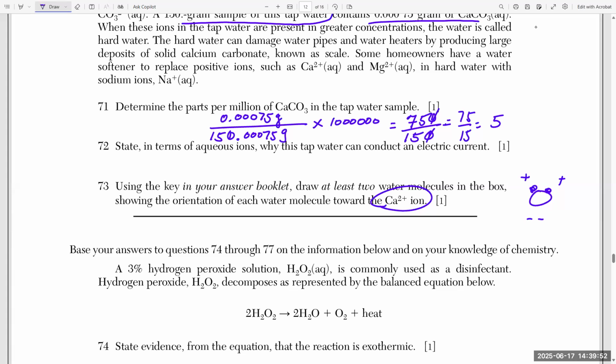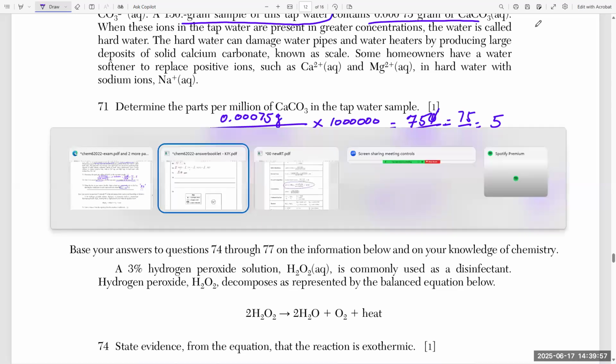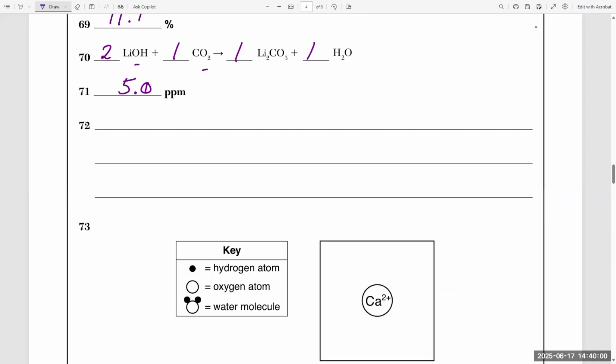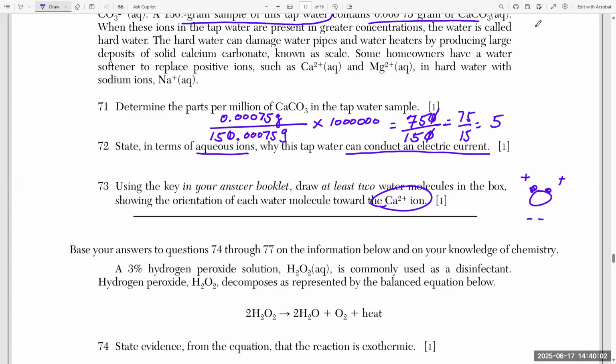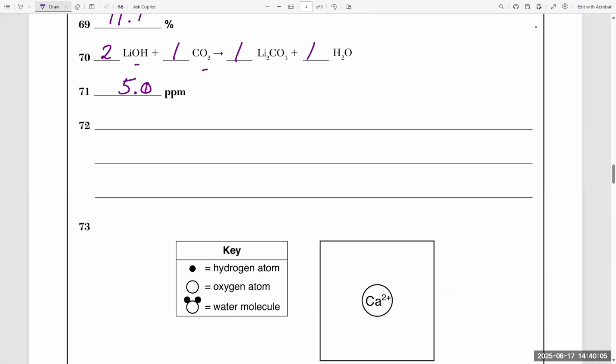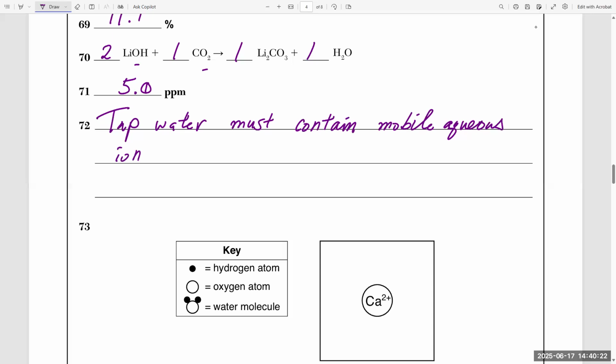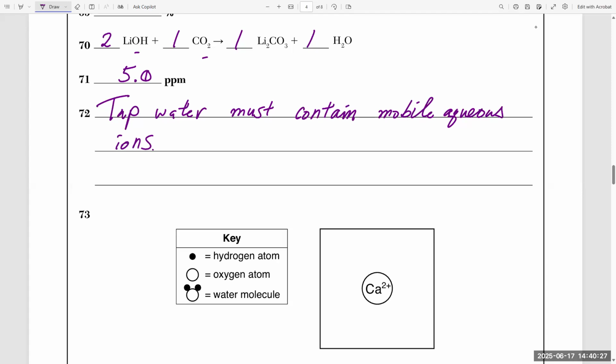State in terms of aqueous ions why the tap water can conduct electrical current. Well, what do we know in class? By definition, salt water can conduct because tap water must contain mobile aqueous ions. Because remember, if you have freely moving ions, you can conduct electricity because the electrons are carried on the backs of these. All right, back to 73.